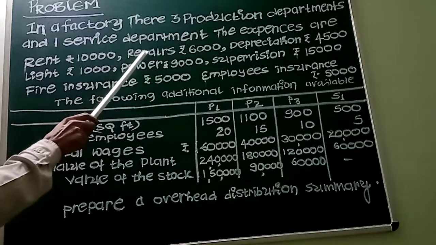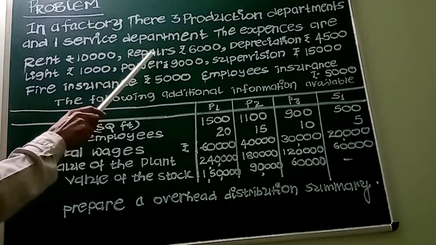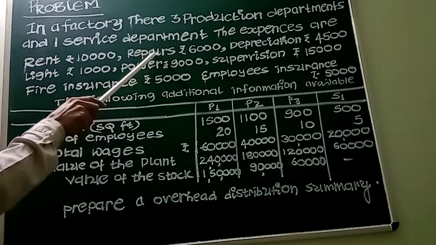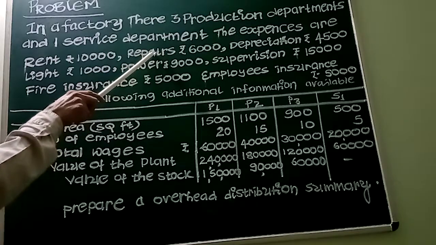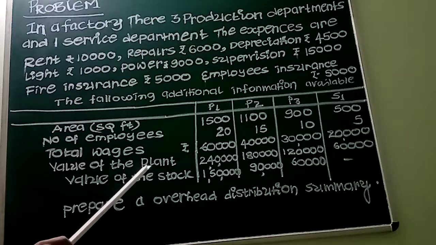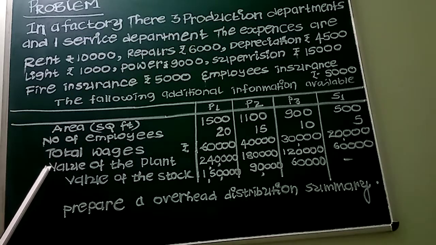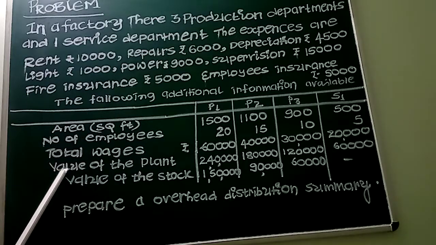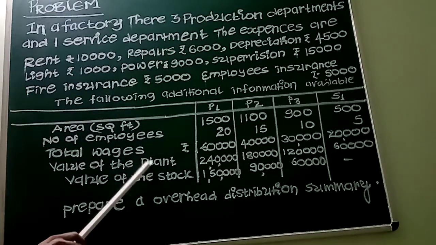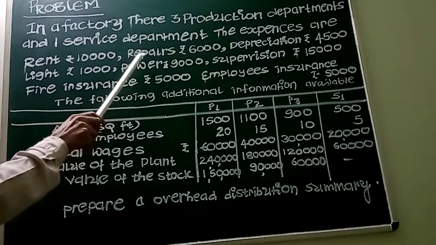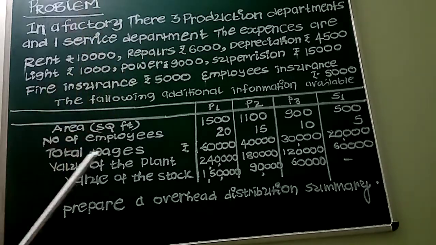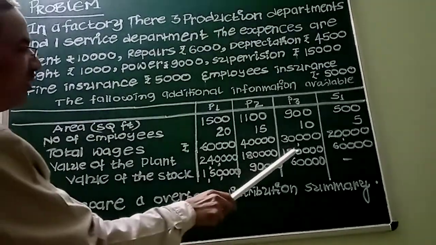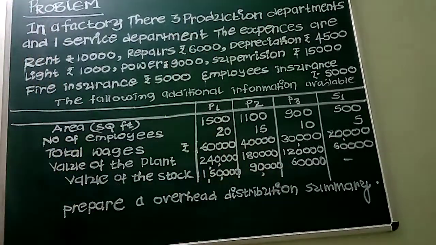So the second item of expenditure is repairs. Repairs has to be apportioned on the basis of value of the plant. Usually, the repairs are made only for the plant and machinery. So, value of the plant and machinery should be taken as the basis for apportioning the repairs. So, that is 2,40,000, 1,80,000, 1,20,000 and 60,000.